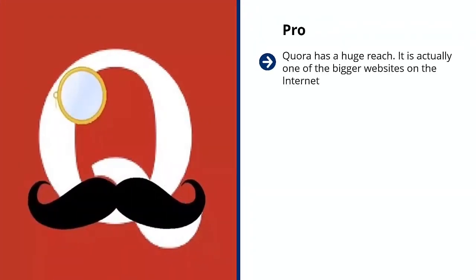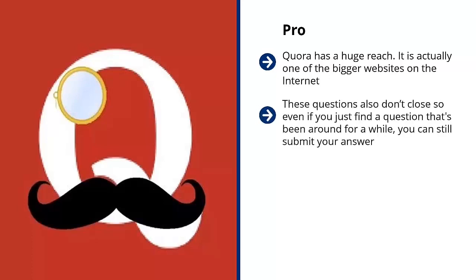Pro, Quora has a huge reach. It is actually one of the bigger websites on the internet. You can pretty much find all sorts of questions related to a range of niches. By doing extensive research on this platform, you can find all questions related to your niche. These questions also don't close, so even if you just find a question that's been around for a while, you can still submit your answer. It also rewards answers by popularity. If enough people upvote your answer, you can get a lot more views for your answer.